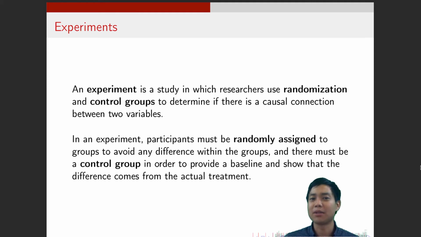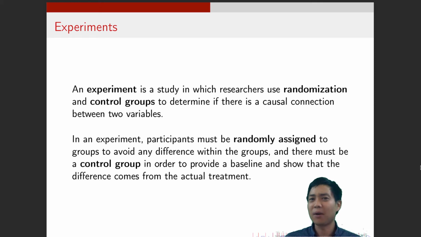On the other hand, experiments are basically very controlled studies in which researchers use randomization and control groups to determine if there's a causal connection between two variables. And so basically the idea behind this is that it's a very controlled environment. You have two groups or more, and you're basically just changing one thing. And you're doing that to see if that one thing causes a difference between the groups. If you change one thing, and you see a response in one that you don't see in the other, then there's only one thing that's different between the two groups, so therefore it must be caused by that one thing that you changed.